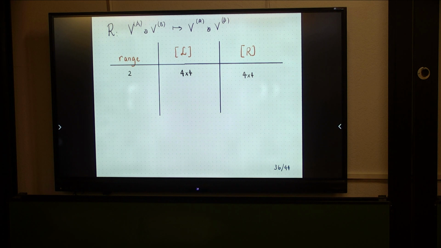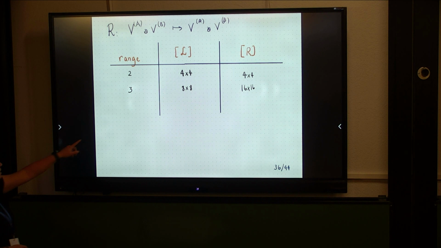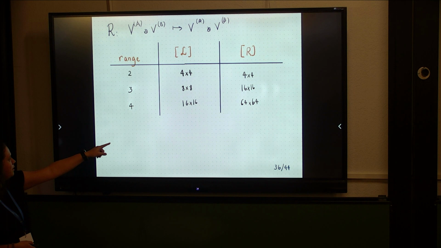Things increase quite quickly, so I'm not sure how this was still fine to do, but I don't know how many orders more you can go, just because of memory on the laptop. If you see, the original one had range 2, and both the Lax and the R matrix were 4x4. But for range 3, the Lax is 8x8, but the R is already 16x16. In the next order, the R is already 64x64.